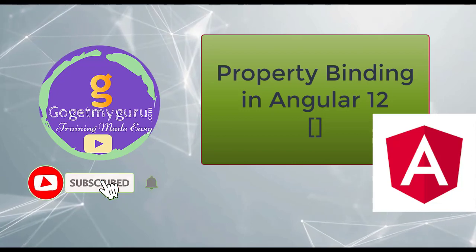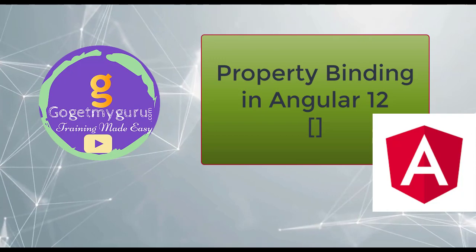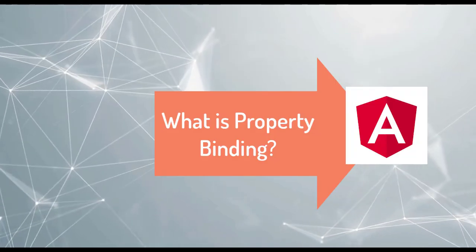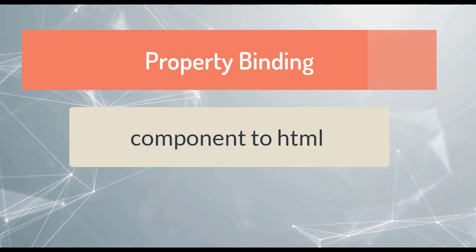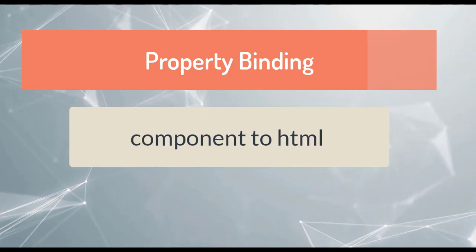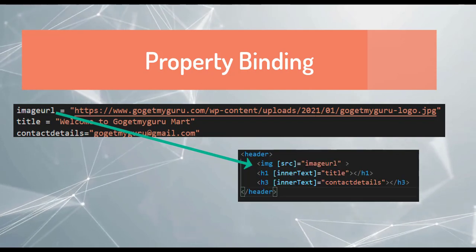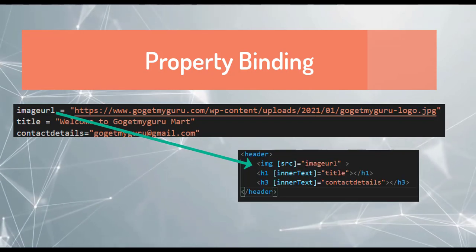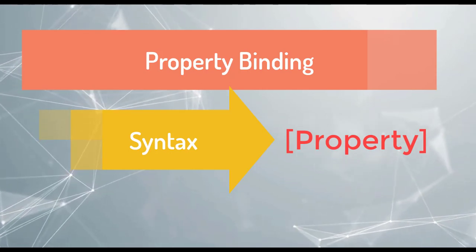Hello everyone, in this video you will learn about property binding in Angular 12. So we'll start with what is property binding. It is a one-way data binding technique. Here data flows from component to HTML template. That means here updating the component's property value and binding it to the view template element. The syntax for property binding uses square brackets.